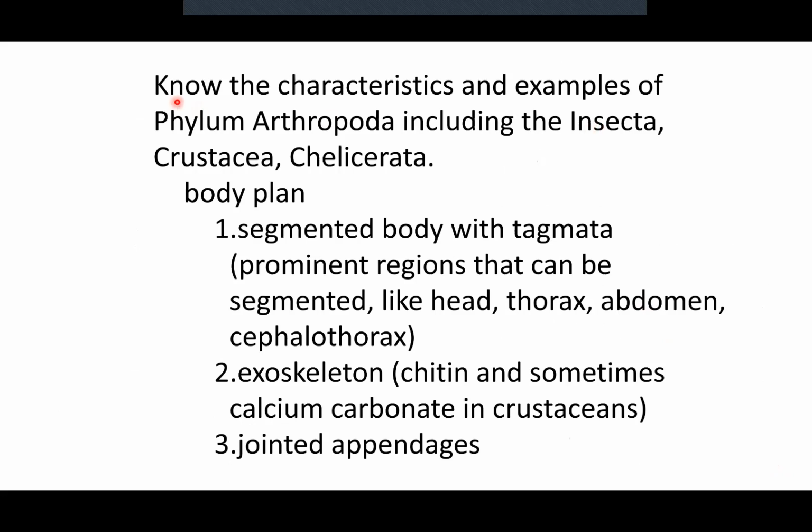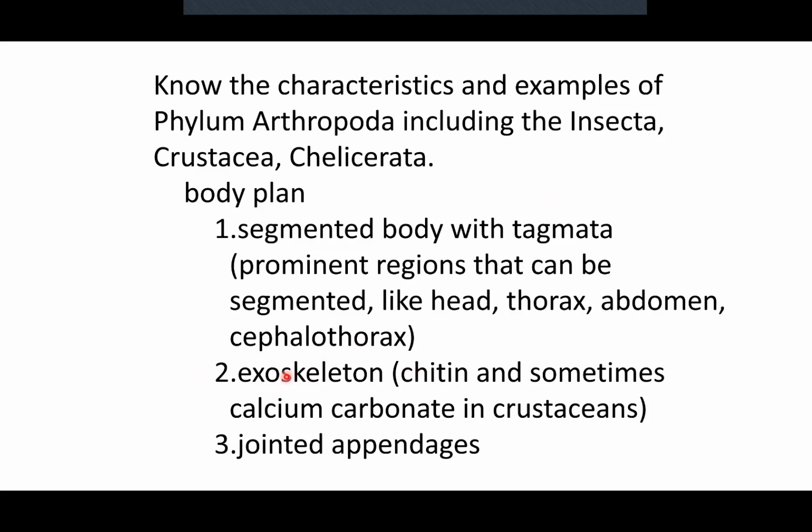Next, you need to know the characteristics and some examples of the phylum Arthropoda, which includes insects, crustaceans, and chelicerates. All arthropods follow a body plan consisting of a segmented body with tagmata. Tagmata are prominent regions that can be segmented. Here we have, for example, a head, a thorax, an abdomen, and the cephalothorax. We'll get to which one has which in a little bit.